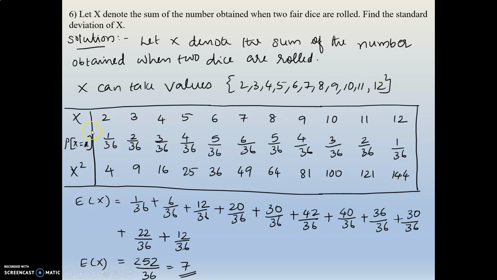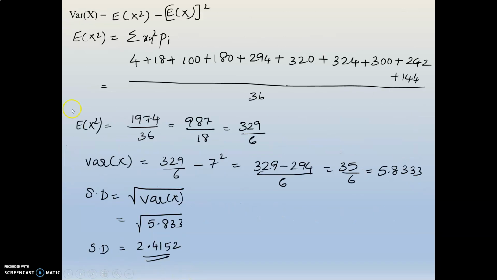So you can write like this, calculate all these cases, and write the probabilities. Then expectation of x you can find by multiplying each value and solving. You are getting 252 upon 36, that is 7. To find the variance of x, you have to find the expectation of x square. Adding all these values upon 36, expectation of x square is 329 upon 6. So variance of x is equal to 329 upon 6 minus 7 square. Solving, you will get 35 upon 6, that is 5.833.